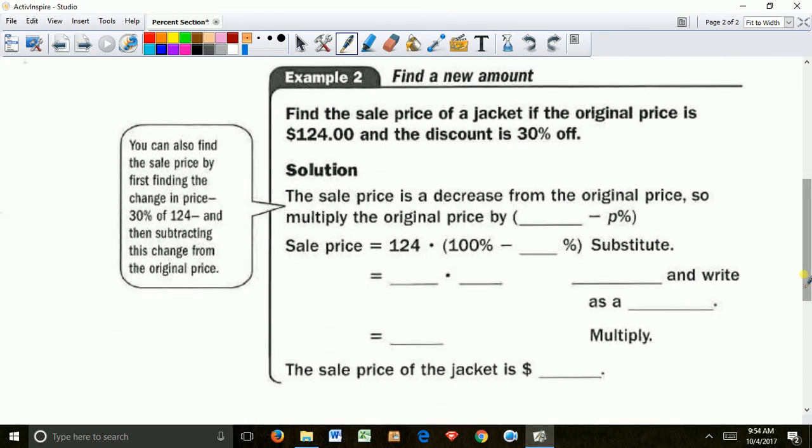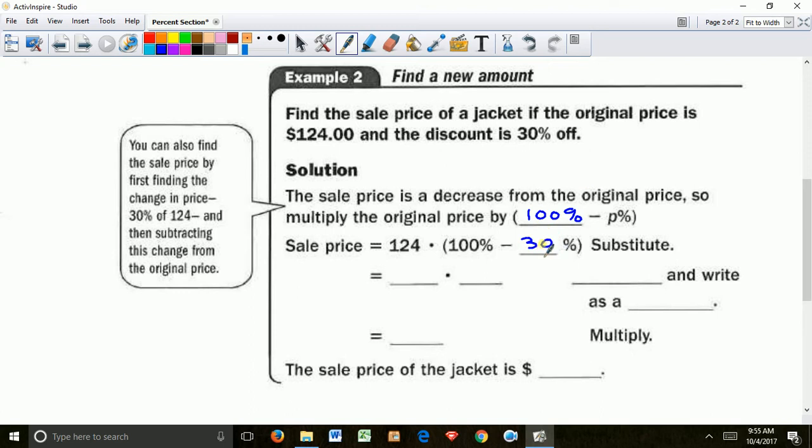Looking at the application problem, find a new amount. Find the sale price of a jacket if the original amount is $124 and the discount is 30% off. The sale price is a decrease from the original price, so we can multiply the original price by 100% minus p%. So the sale price is now given by 124 times 100% minus 30%.